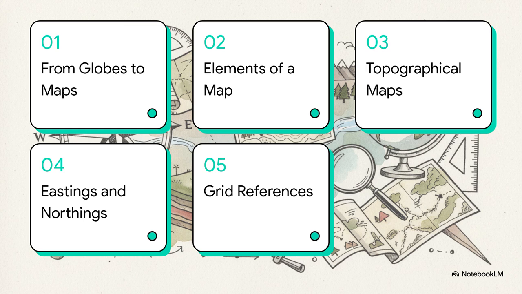Okay, let's dive into this. Here's our roadmap for today's Explainer. We'll be covering from globes to maps, the elements of a map, exploring topographical maps, eastings and northings, and finally, mastering grid references. Let's get started.